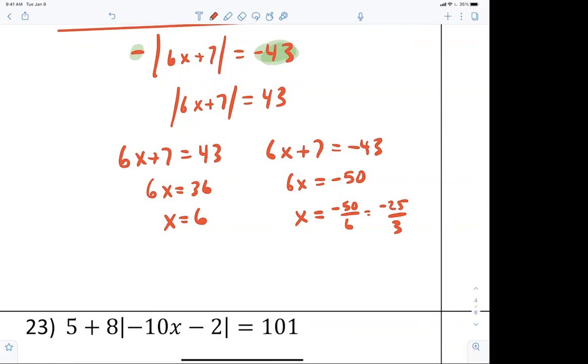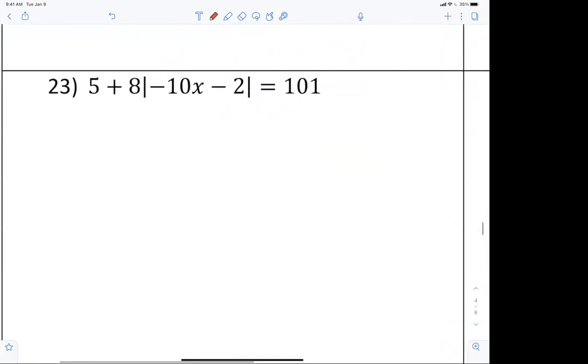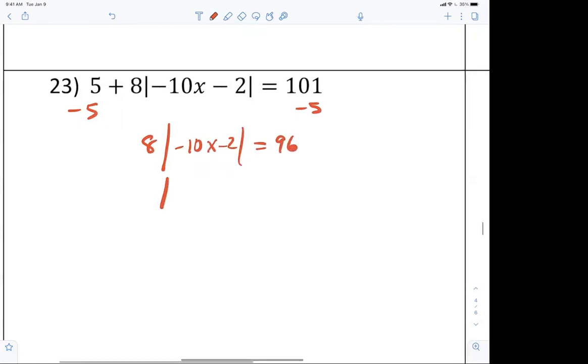All right, let's see if we can make it a little bit harder. All right, this one's kind of a pain. First thing I got to do is subtract 5. And again, I'm just showing you, you don't have to write that. So I have 8 absolute value, negative 10x minus 2 equals 96. Absolute value of negative 10x minus 2 equals 12.